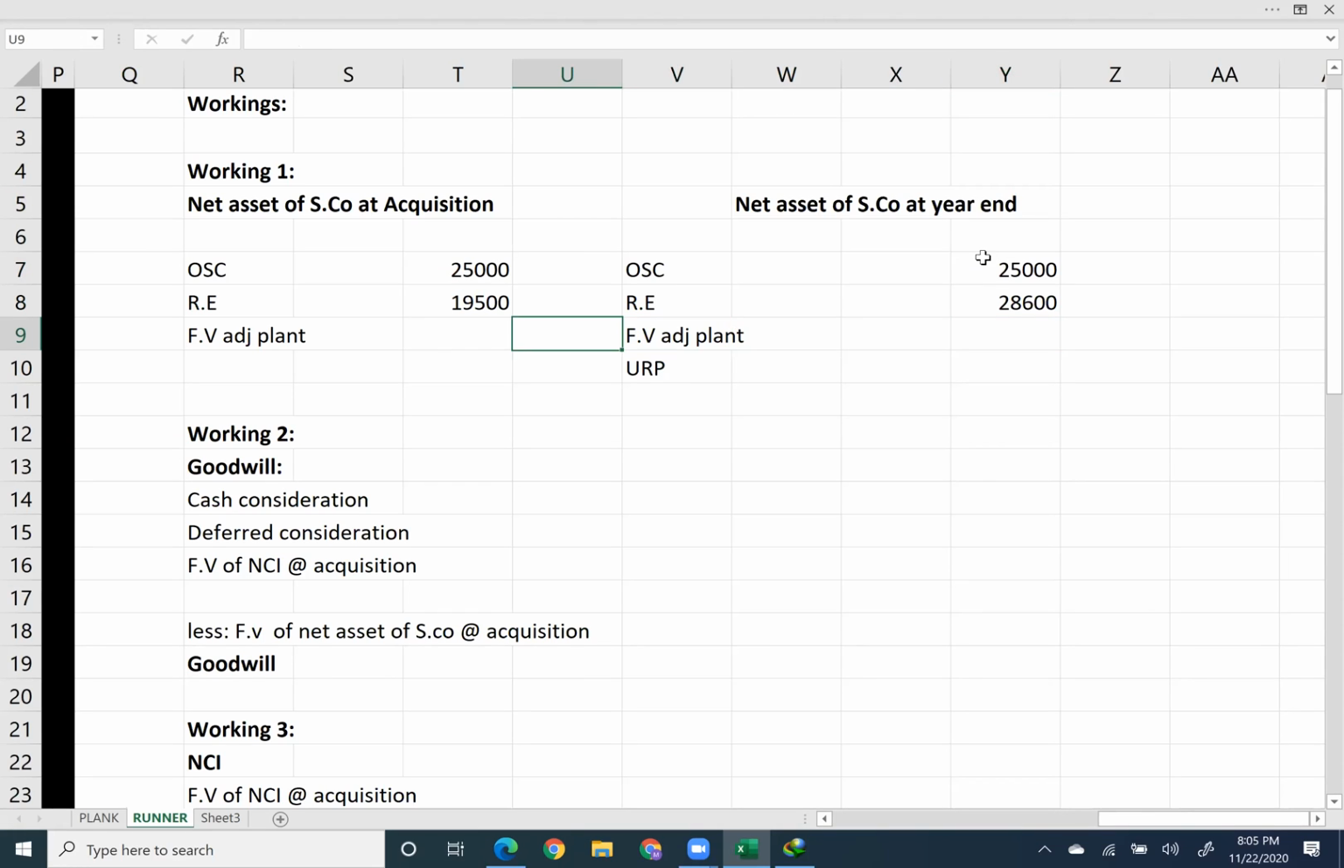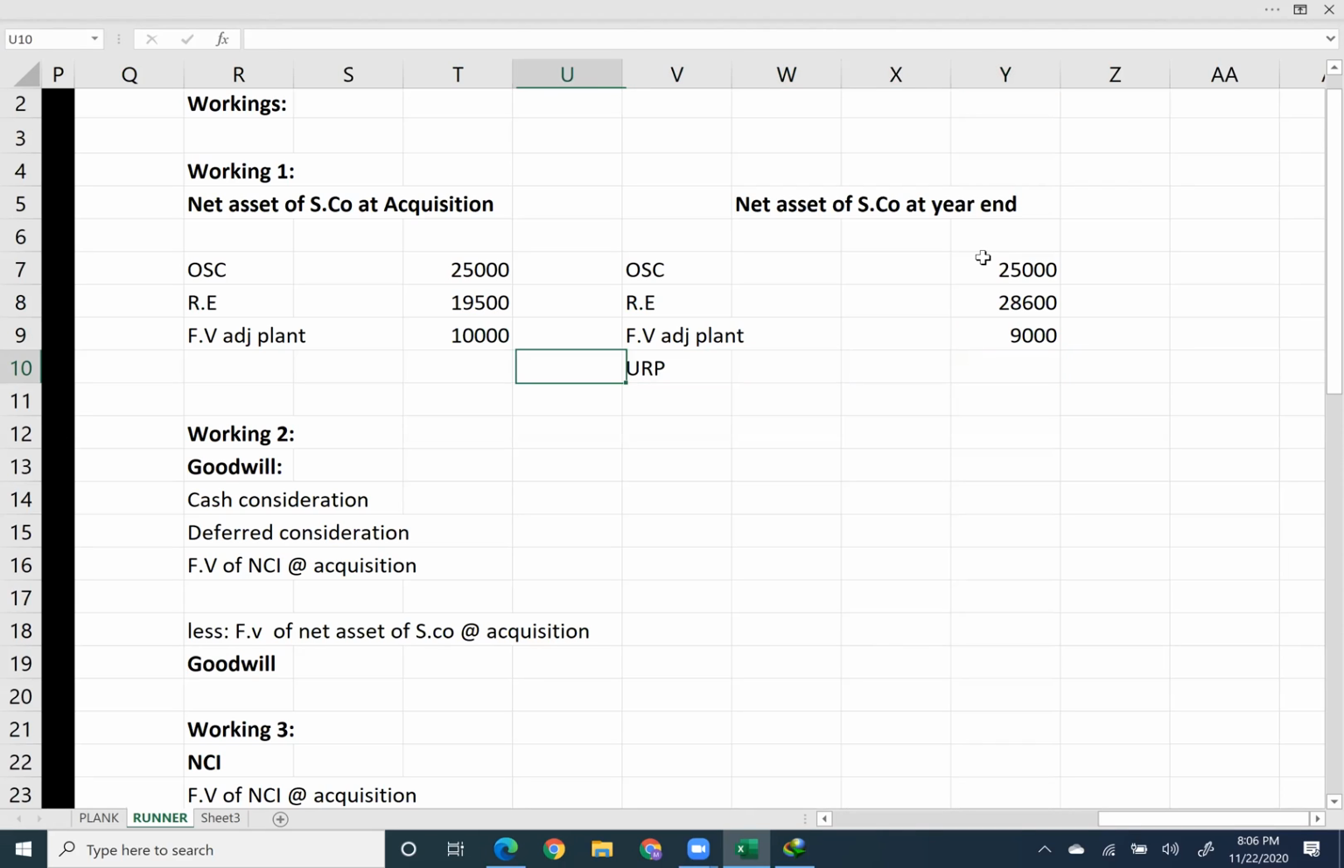Now wait. Hope you remember the fair value adjustment. Tell me, what's the amount of fair value adjustment? Fair value adjustment at the acquisition date was 10,000. But you need to subtract 1,000 depreciation, so you will have 9,000 here. Or you can write 10,000 times 9 upon 10, and automatically one year depreciation will be deducted. Okay, done. So these are the packets.